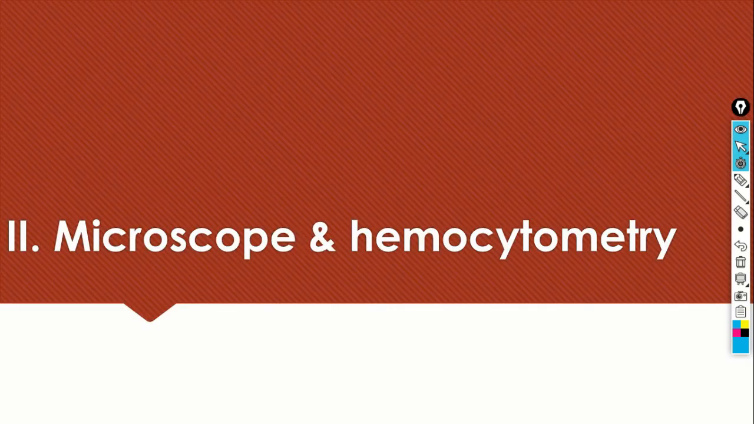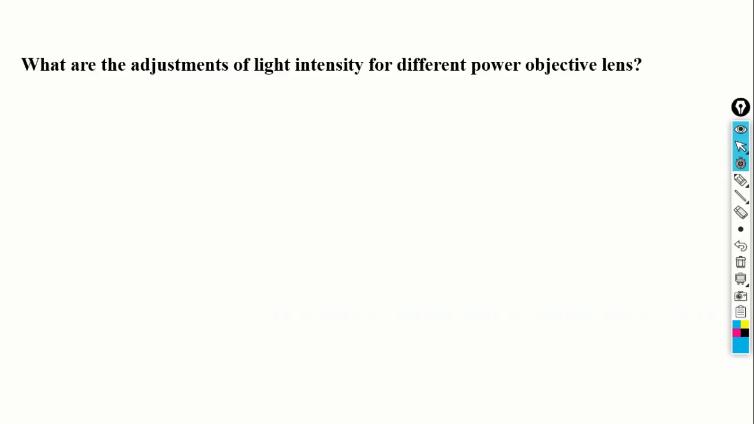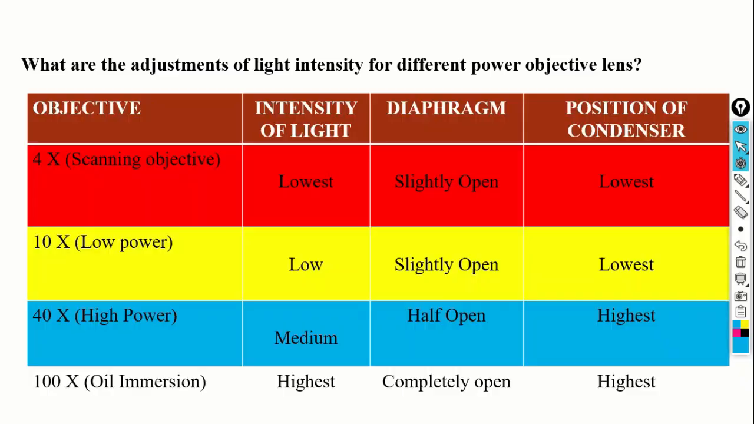So next we are moving to the microscopy and hemocytometry viva questions. So what are the adjustments of light intensity for different power objective lenses? This is a question you are going to face about the microscope. The color may differ with some microscopes, so the standard is like this one.